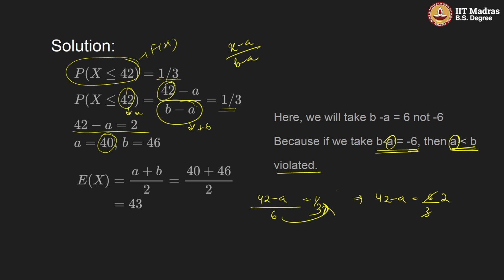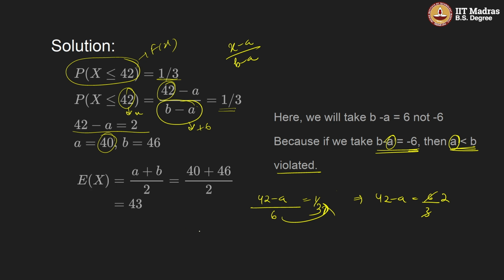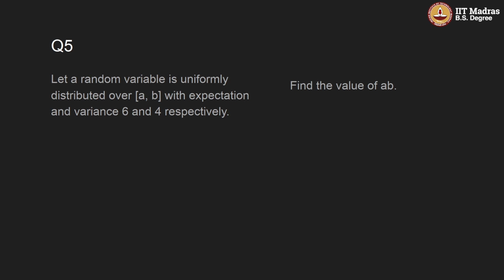So if the value of a is 40, then the value of b will be, we know that b minus a is 6, so b minus 40 equals 6. So the value of b will be 6 plus 40, which is equal to 46, right? So the value of b is 46. Now the expectation is a plus b by 2. The value of a is 40, the value of b is 46, divided by 2, it will be 43. Fine.